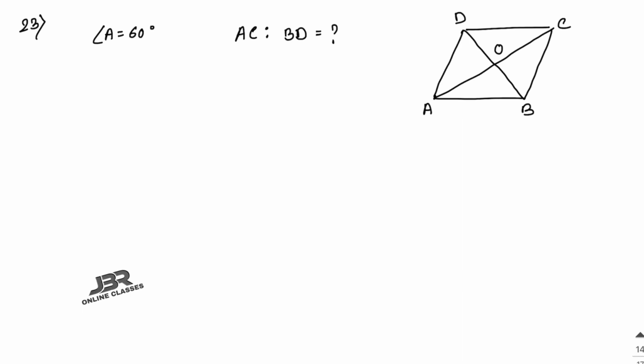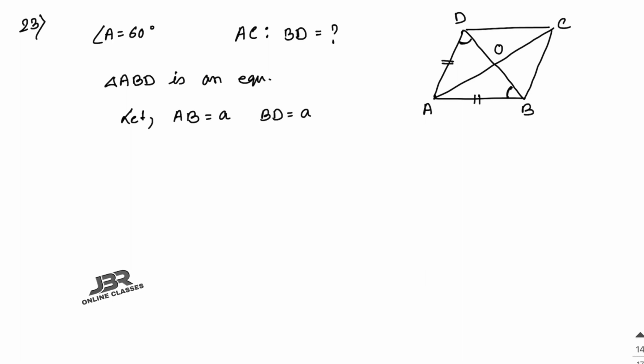As angle A equals 60 degrees, then ABD is an equilateral triangle, because these two sides are equal, then definitely this angle is equal to this one. And as angle A equals 60, that means all angles are 60 degrees in triangle ABD. So triangle ABD is an equilateral triangle. So let AB equal A, then definitely BD is also A.